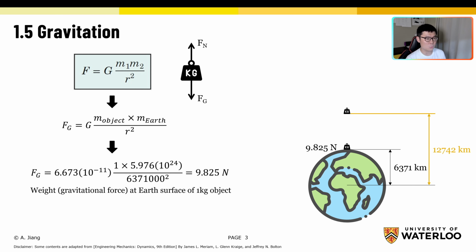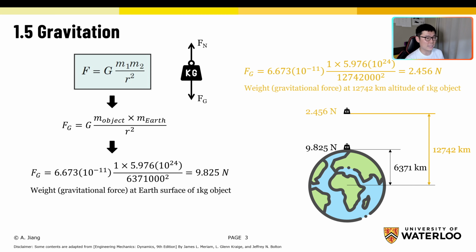Then I'm going to raise the same object to a much higher altitude, 12,742 kilometers. Can anyone guess where that is? Either way, using the gravitation equation again, subbing the new distance, we can calculate the gravitational force again. This has been reduced to 2.4 Newtons. This is about half a pound.